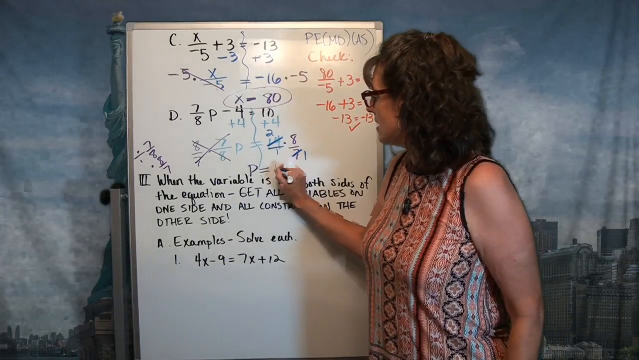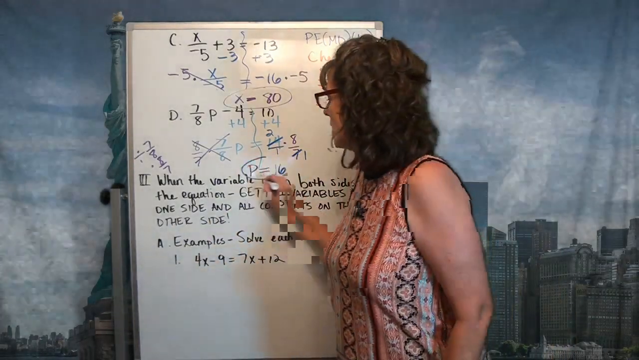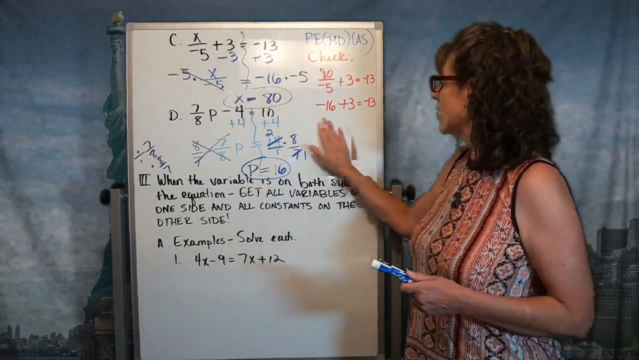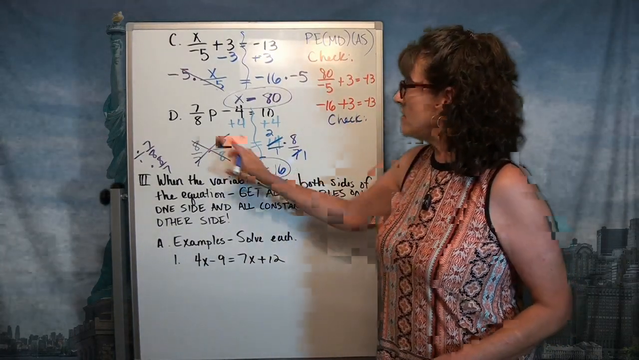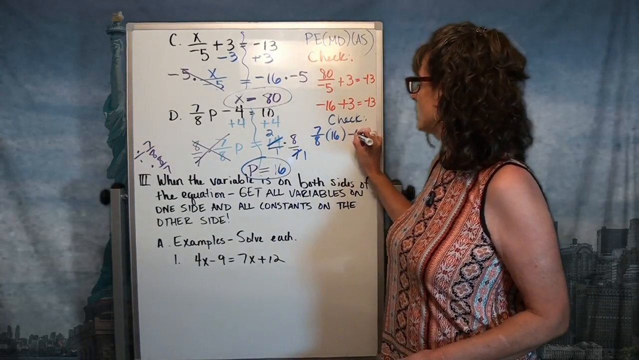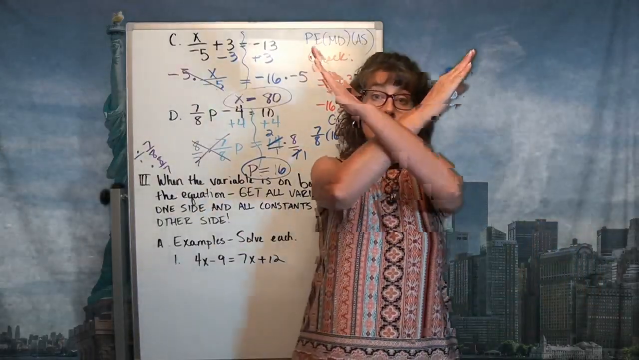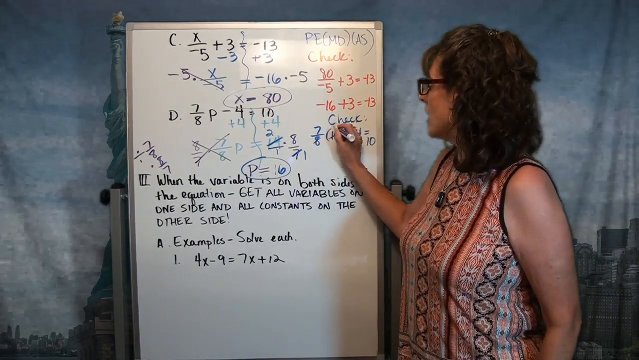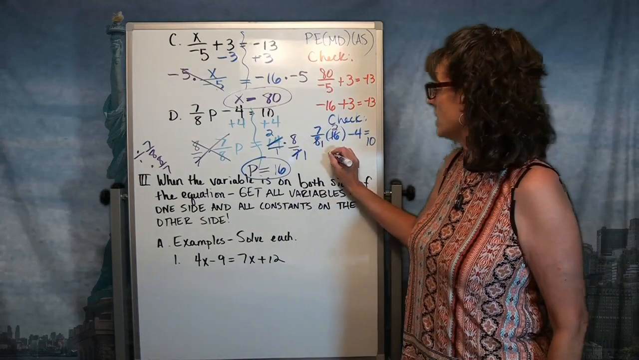2 times 8 is 16. And in that denominator, 1 times 1 is 1. We don't have to show that in the denominator. So my p is going to be a 16. And yet again, we can check that. So all we have to do is take that 16, plug it right here. So 7/8 times the 16 minus the 4, we better get a 10 out of that. And there it is again, canceling on those diagonals because of multiplying those fractions. 8 goes into 8 once, 8 goes into 16 twice. And now we have 7 times 2 is 14.